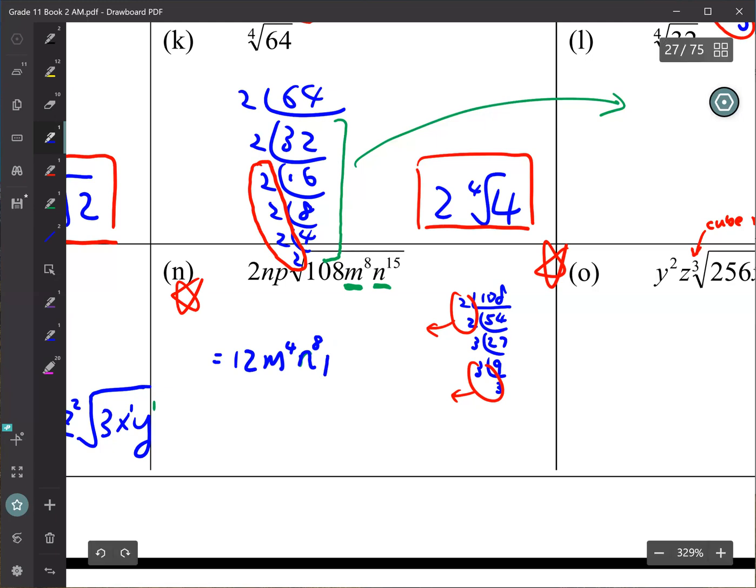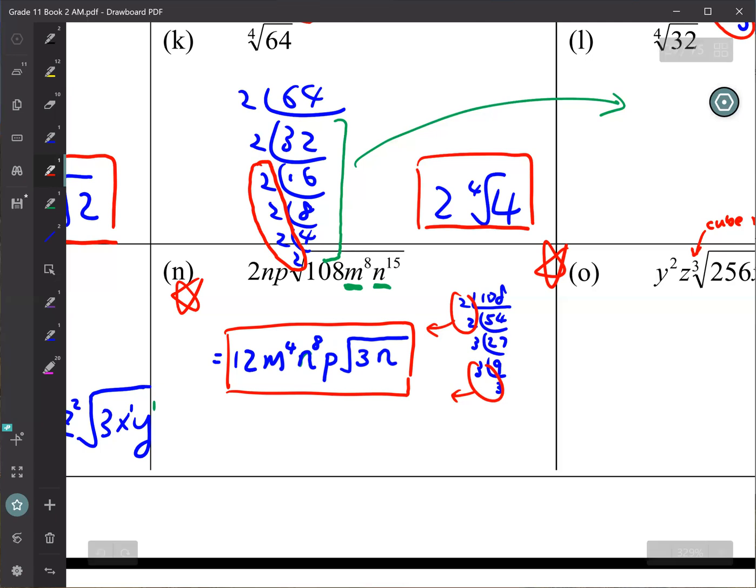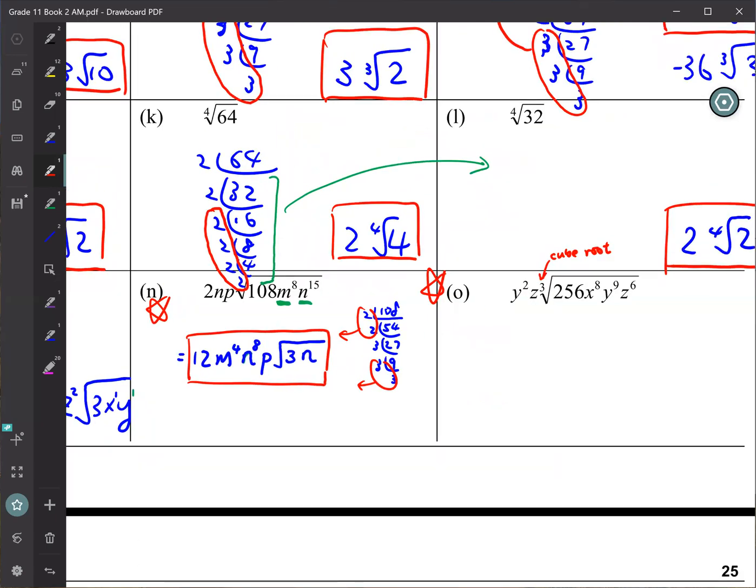Right, so we have P, that's nothing to join, right? It just stays, so that's everything on the outside. So what should be left on the inside then? 3. Yeah, there's a 3, and then N. Yeah, N, okay? Everything for the N went out, but N still has a single N on the inside. Make sense? Okay, do you understand now? Yeah. Okay, finish N and O, okay?